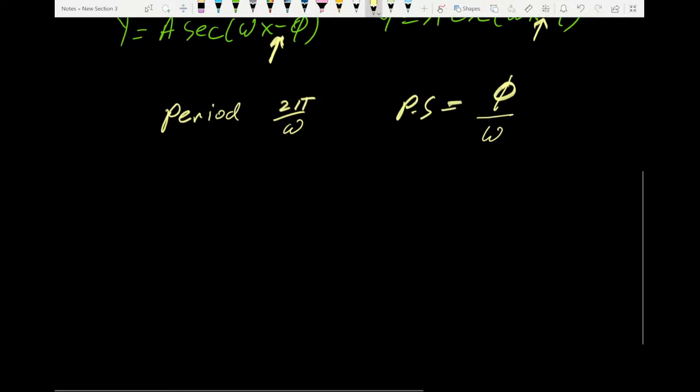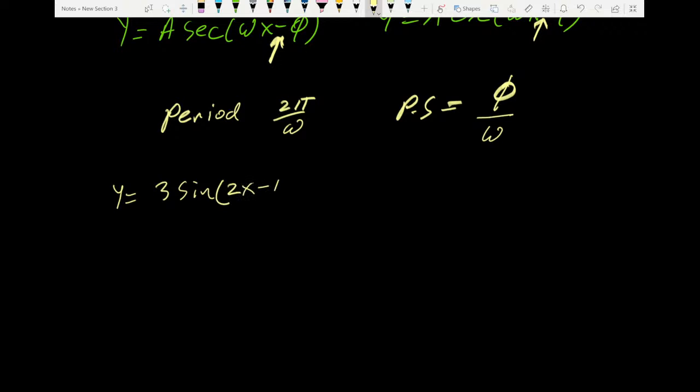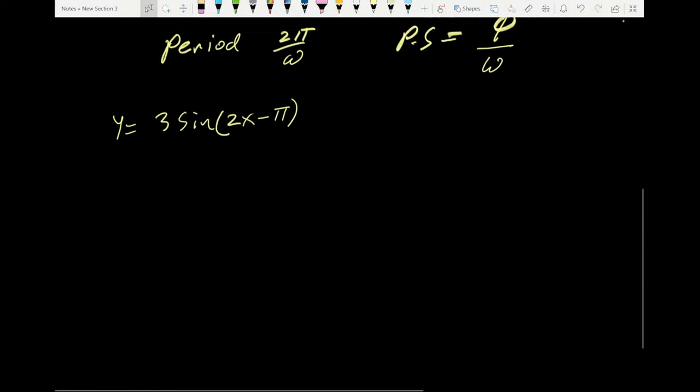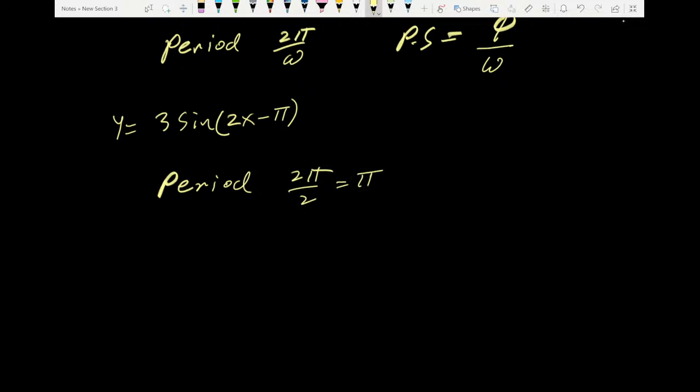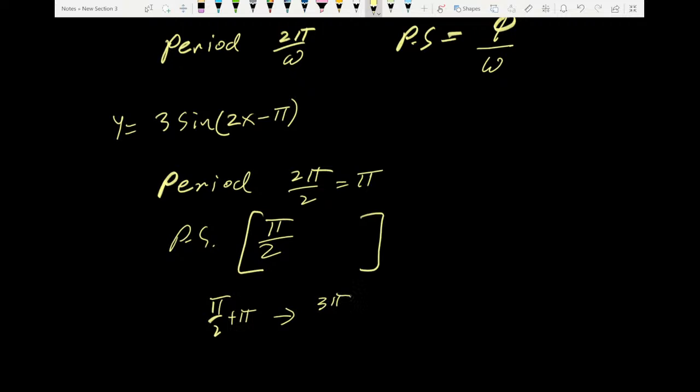So let's do a problem. y equals 3 sine of 2x minus pi. The graph of that would be, first of all, what's the period? 2 pi over 2, which is just pi. Phase shift is going to be, since it's negative, positive pi over 2. Since it starts at pi over 2 and the period is pi, where is it going to end? You add pi to that, and it becomes 3 pi over 2.